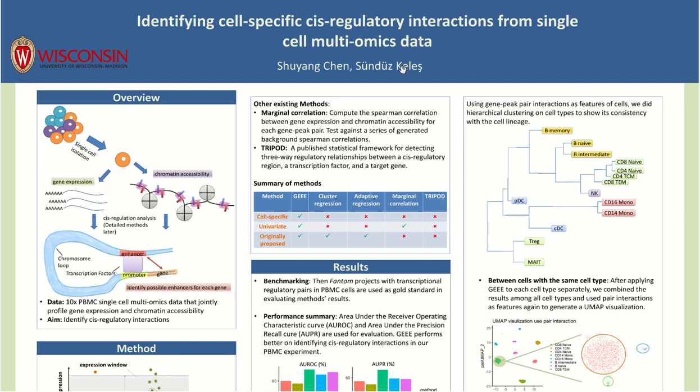Hi, my project is about identifying cell-specific cis-regulatory interactions from single-cell multi-omics data. Here is the overview. In this project, we use the single-cell multi-omics data, which can jointly profile gene expression and chromatin accessibility from the same single cell in a PBMC experiment. And we are going to use this information with some methods to help us identify possible enhancers for each gene, which could regulate the gene expression.